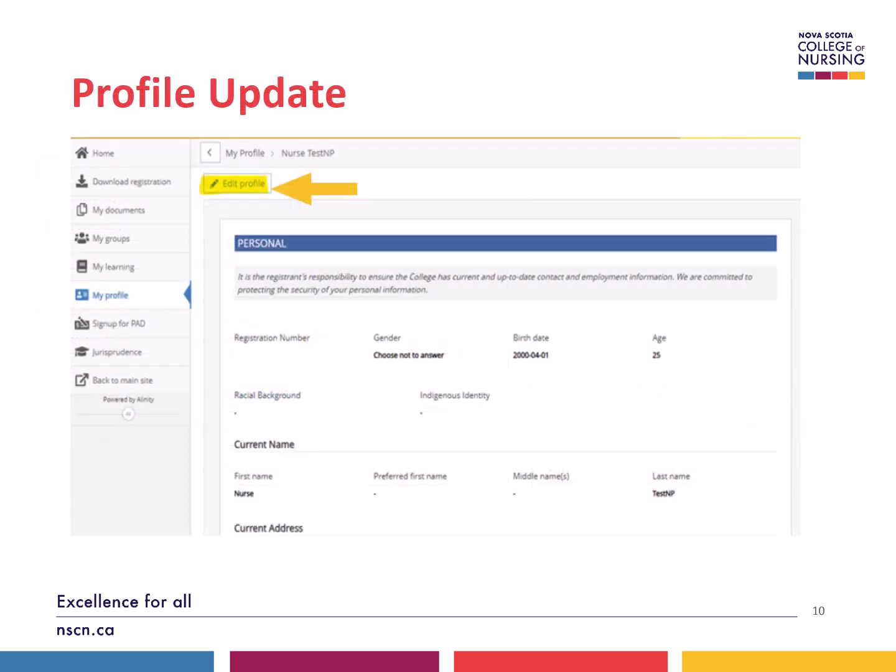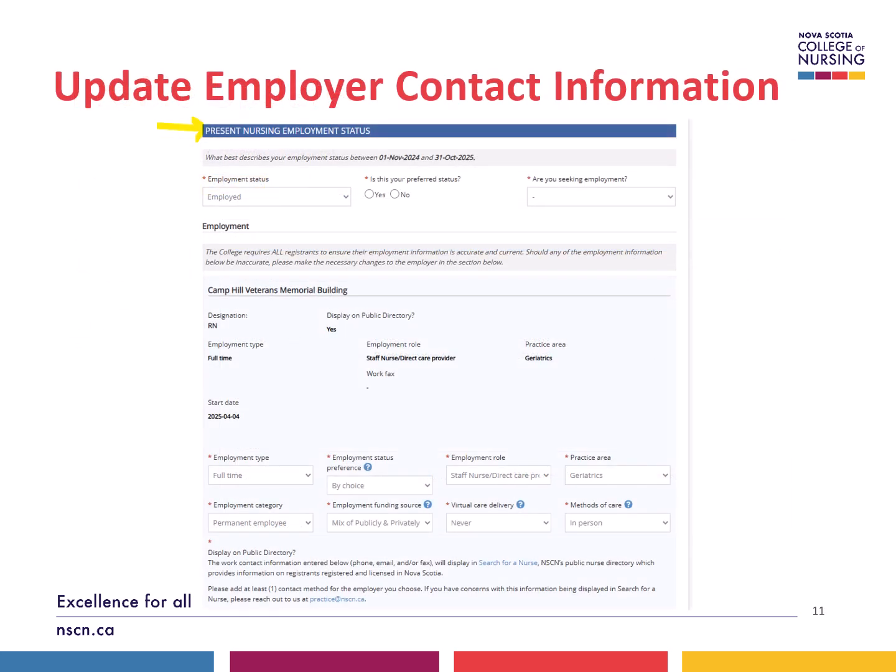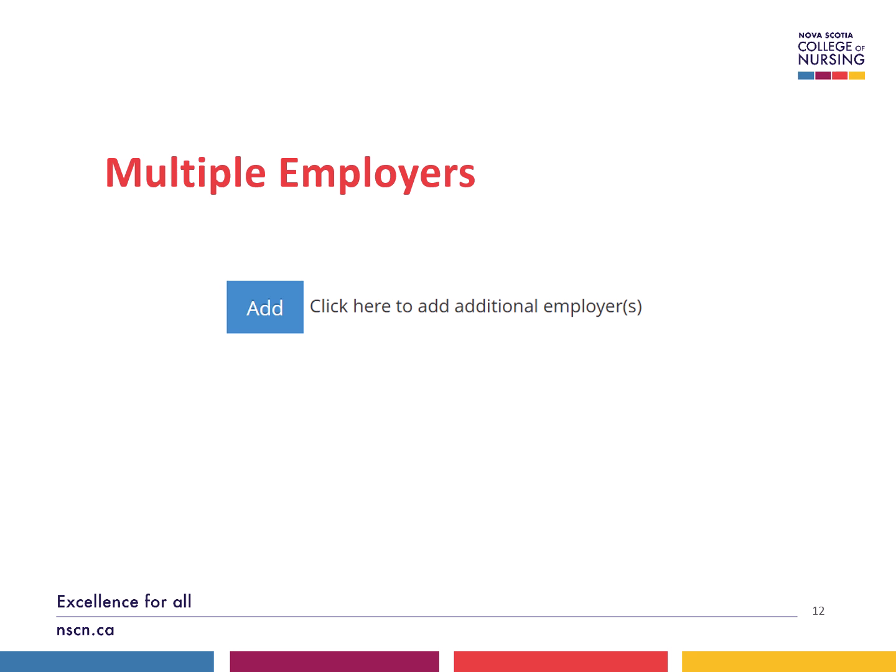Once you are in your profile, click on the Edit Profile icon found on the top, again represented in yellow for the module. Once you click the Edit icon, then scroll down to the present nursing employment status. You are required to ensure all the red asterisk fields are complete. If you have multiple employers since you last renewed your license, you can add them in by clicking the Add button and completing the required fields.